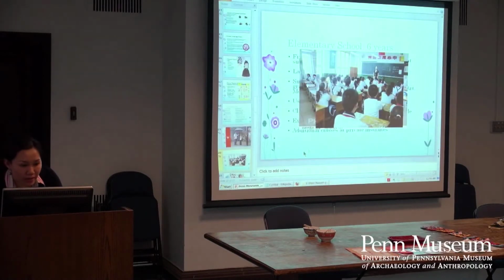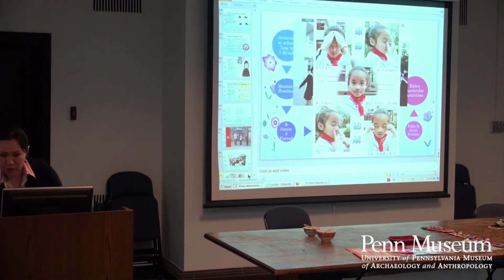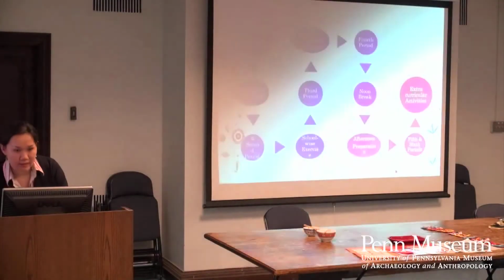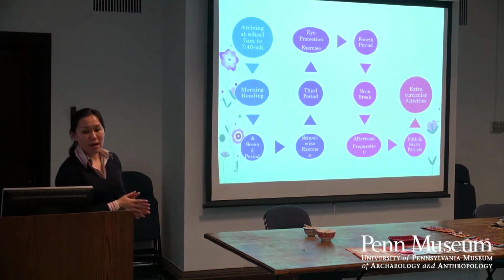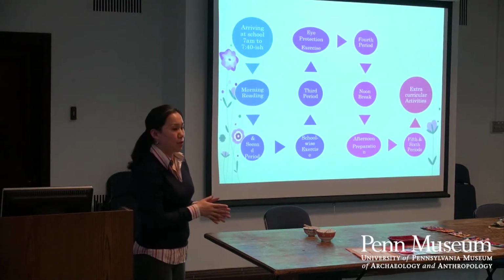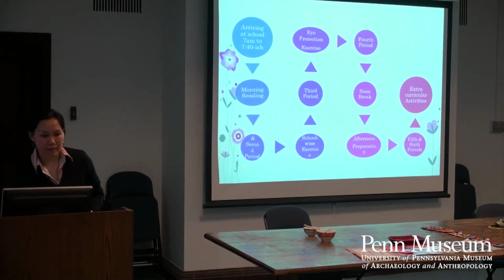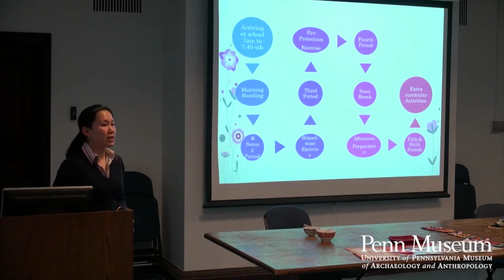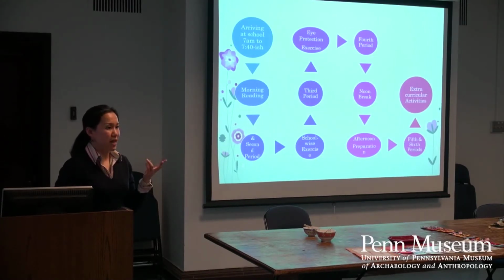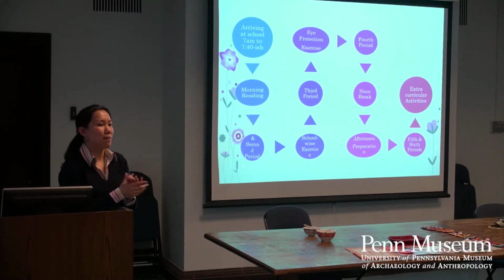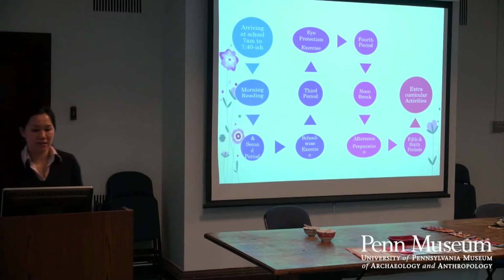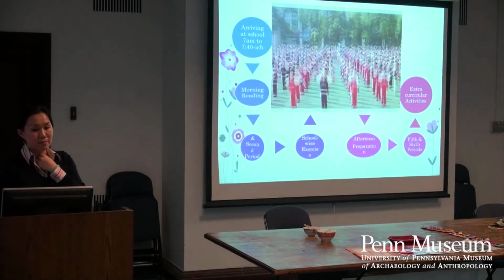Okay, so here I'm going to show you a daily schedule of a student. Usually they arrive at school between 7 and 7:40-ish to hand in homework and get prepared. And then we have the morning reading session. They read Chinese text or English text alternatively, reading out loud like this for about 20 to 30 minutes. Then you have the first and second periods.